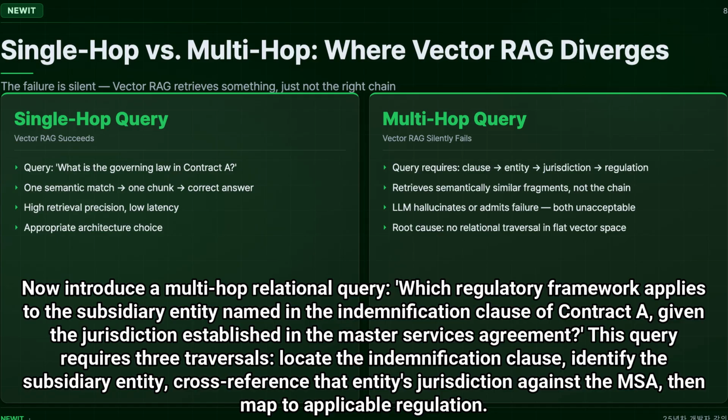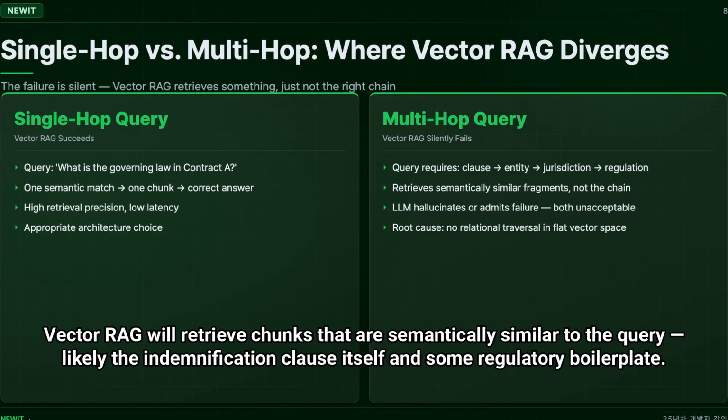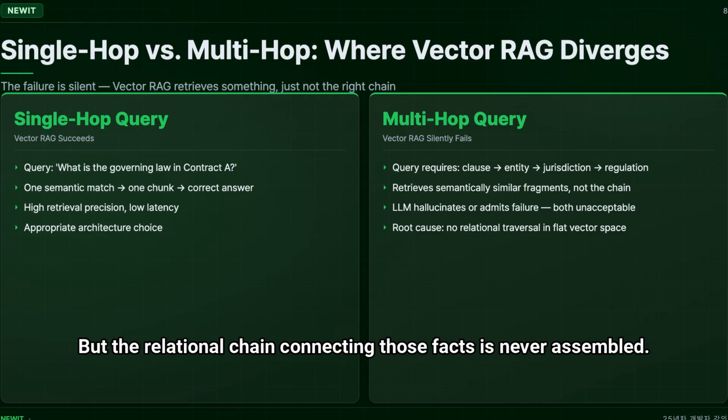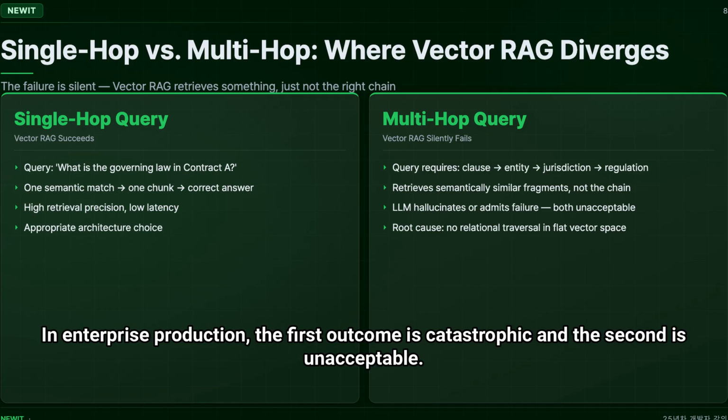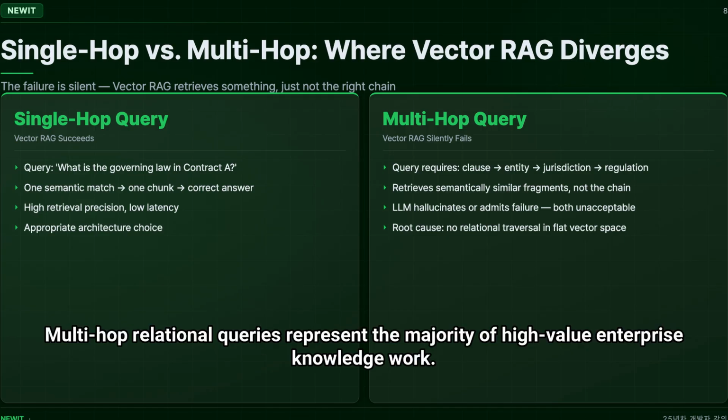the Master Services Agreement? This query requires 3 traversals. Locate the indemnification clause, identify the subsidiary entity, cross-reference that entity's jurisdiction against the MSA, then map to applicable regulation. Vector RAG will retrieve chunks that are semantically similar to the query, likely the indemnification clause itself and some regulatory boilerplate. But the relational chain connecting those facts is never assembled. The LLM receives fragments. It either hallucinates a plausible-sounding answer or correctly admits it cannot determine the answer. In enterprise production, the first outcome is catastrophic and the second is unacceptable. This is not an edge case. Multi-hop relational queries represent the majority of high-value enterprise knowledge work.